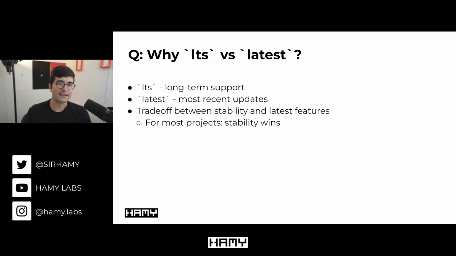And most software does this. Most software has an LTS that's a little bit older and will get updated every 2-ish years. And latest will just be whatever the latest thing the developers put out. So the big trade-off here is between stability and whether you need the latest features.